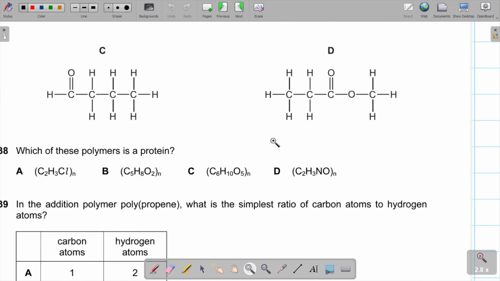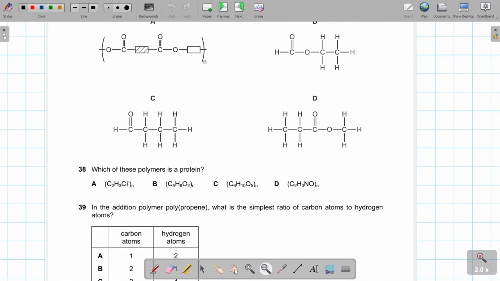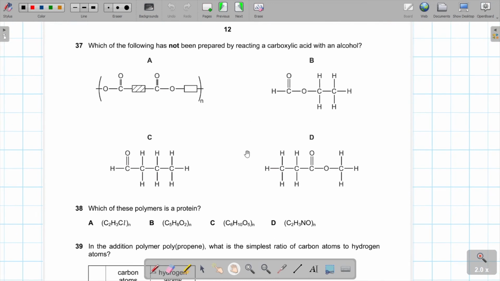Finally, at the last page of today's video, which of the following has not been prepared by reacting a carboxylic acid with an alcohol? So let's try to take a look. So we've got a carboxylic acid with an alcohol. What happens when carboxylic acid reacts with an alcohol? We form an ester. So we have to look at the ester linkage in all of these.